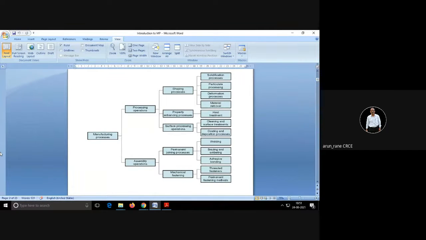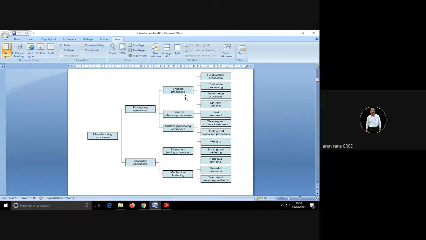So manufacturing processes are classified basically under two heads. In case you don't understand, please stop me and ask. That is processing operations and assembly operations. And processing operations are further classified into shaping processes, property enhancing, surface processing. And here assembly operations are classified under permanent joining and mechanical fastening.